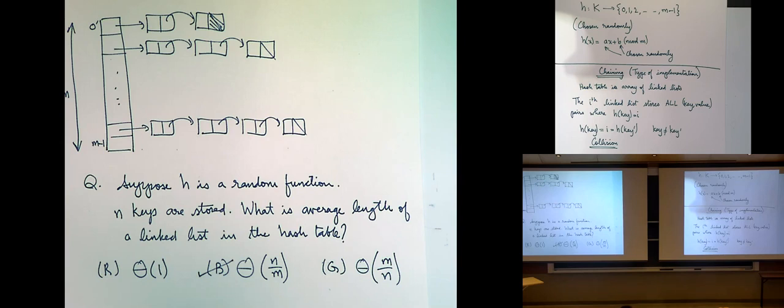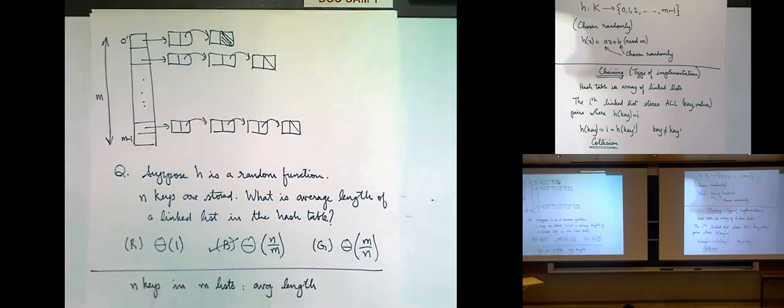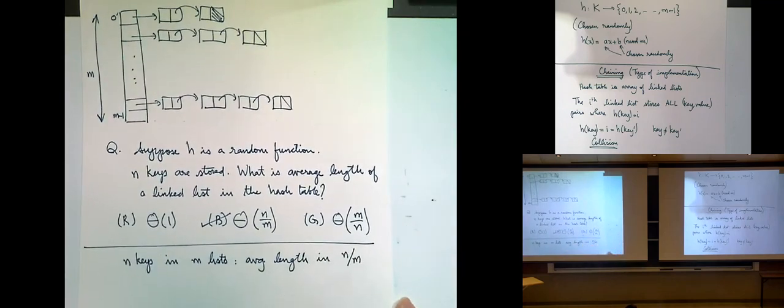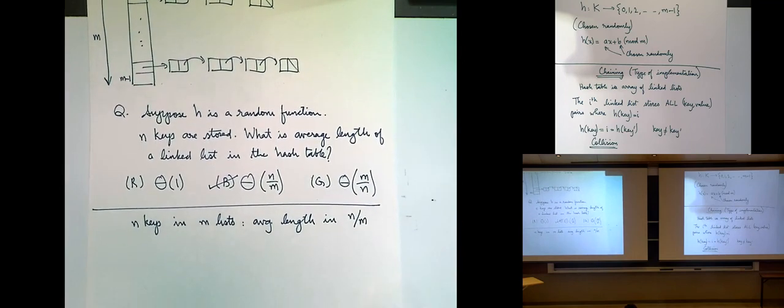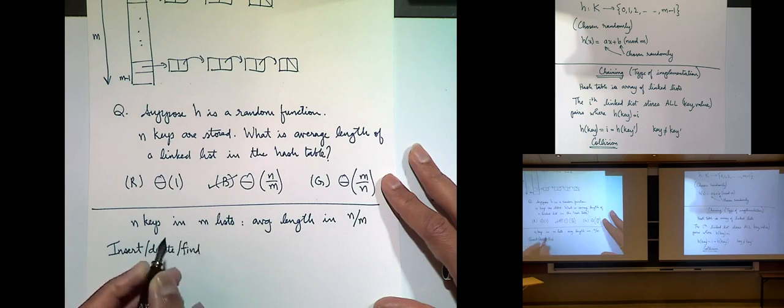The analysis of all of these things is fairly complicated, though. So n keys in m lists, the average length is n over m. If you think about it, insert, delete, and find are really easy to implement. All operations are easy: insert, delete, find, update.